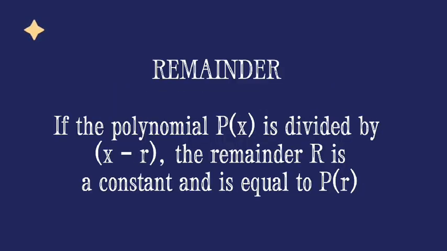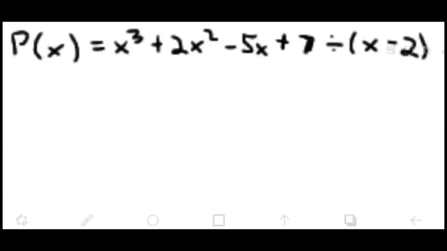If the polynomial p of x is divided by x minus r, the remainder r is a constant and is equal to p of r. Our first example for the topic remainder theorem is p of x equals x cubed plus 2x squared minus 5x plus 7 divided by x minus 2.